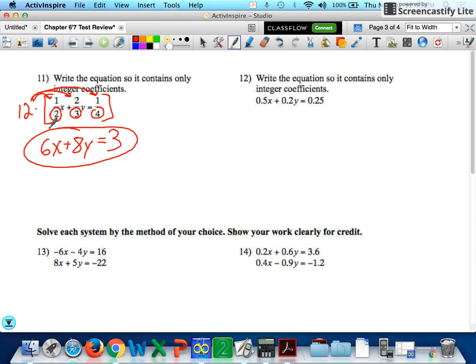Number 12 works very similarly. We're just getting rid of the decimals. So I've got to multiply this entire equation by something. It's however many decimal places we have. This only has 1 decimal place. That would be multiplying by 10. That would also get rid of this one. But this one's got 2. I need to move this decimal 2 places to the right. To do that, I've got to multiply by 100, or times 10 times 10. When I multiply all of these through by 100, I get 50x plus 20y equals 25. So that's all you have to do on 11 and 12. Get rid of the fractions, and then you have to get rid of the decimals.